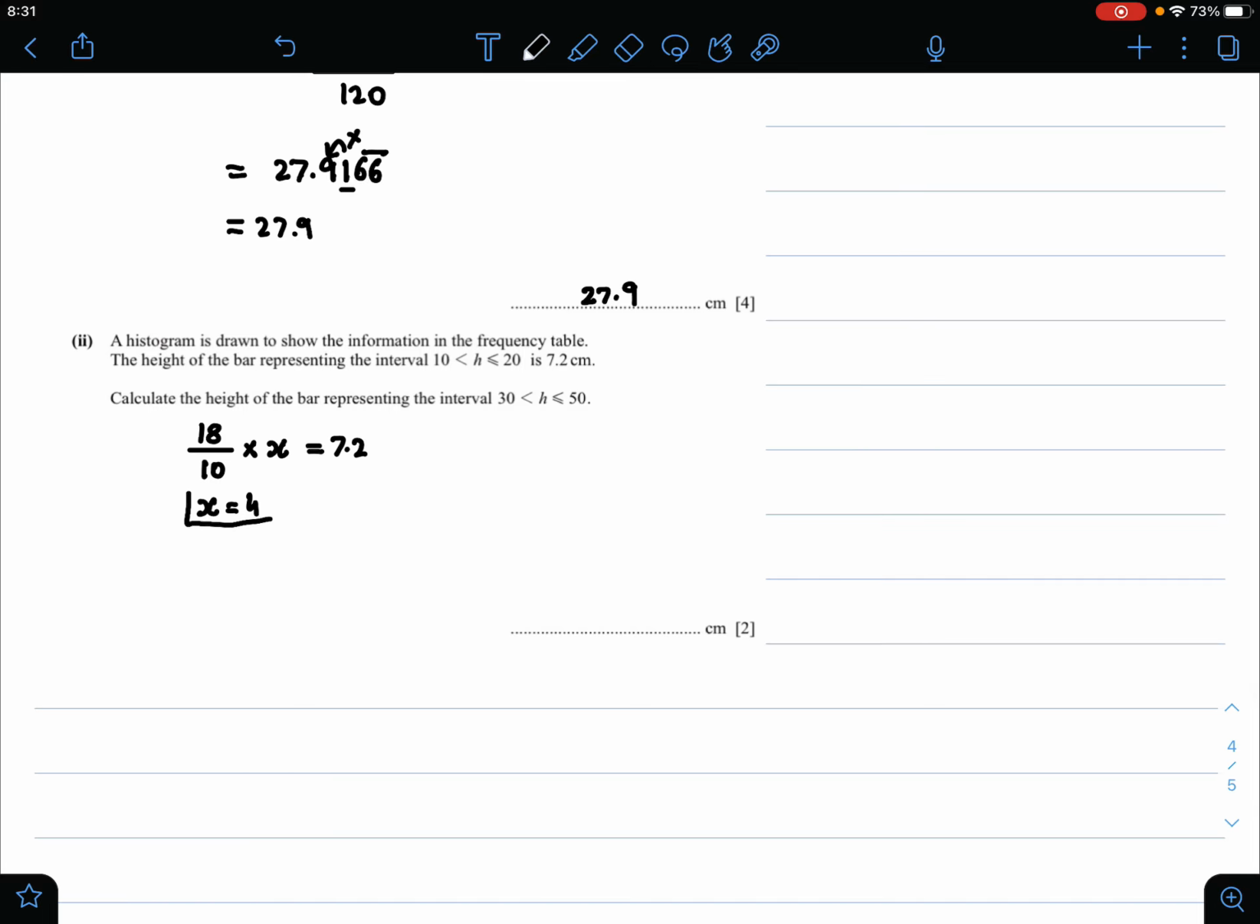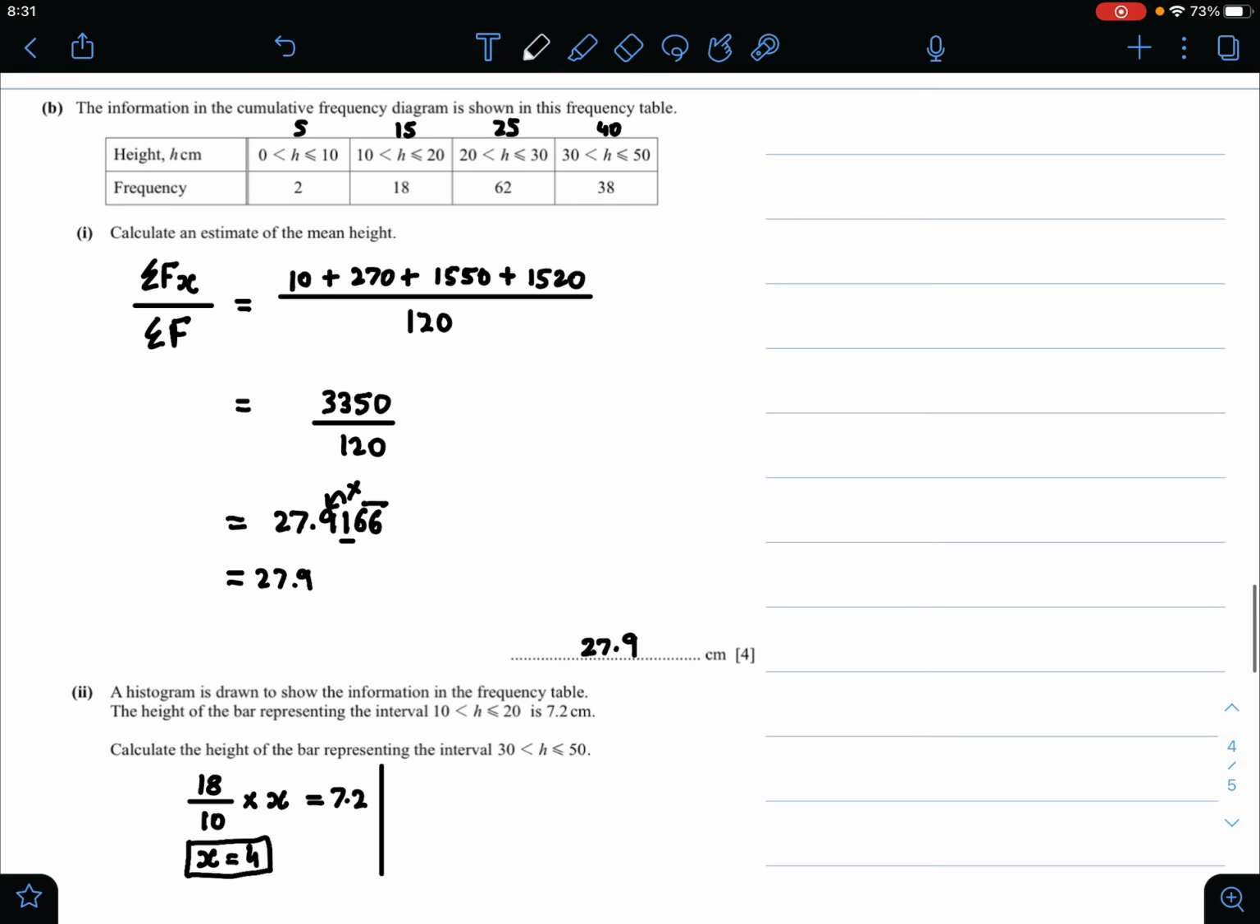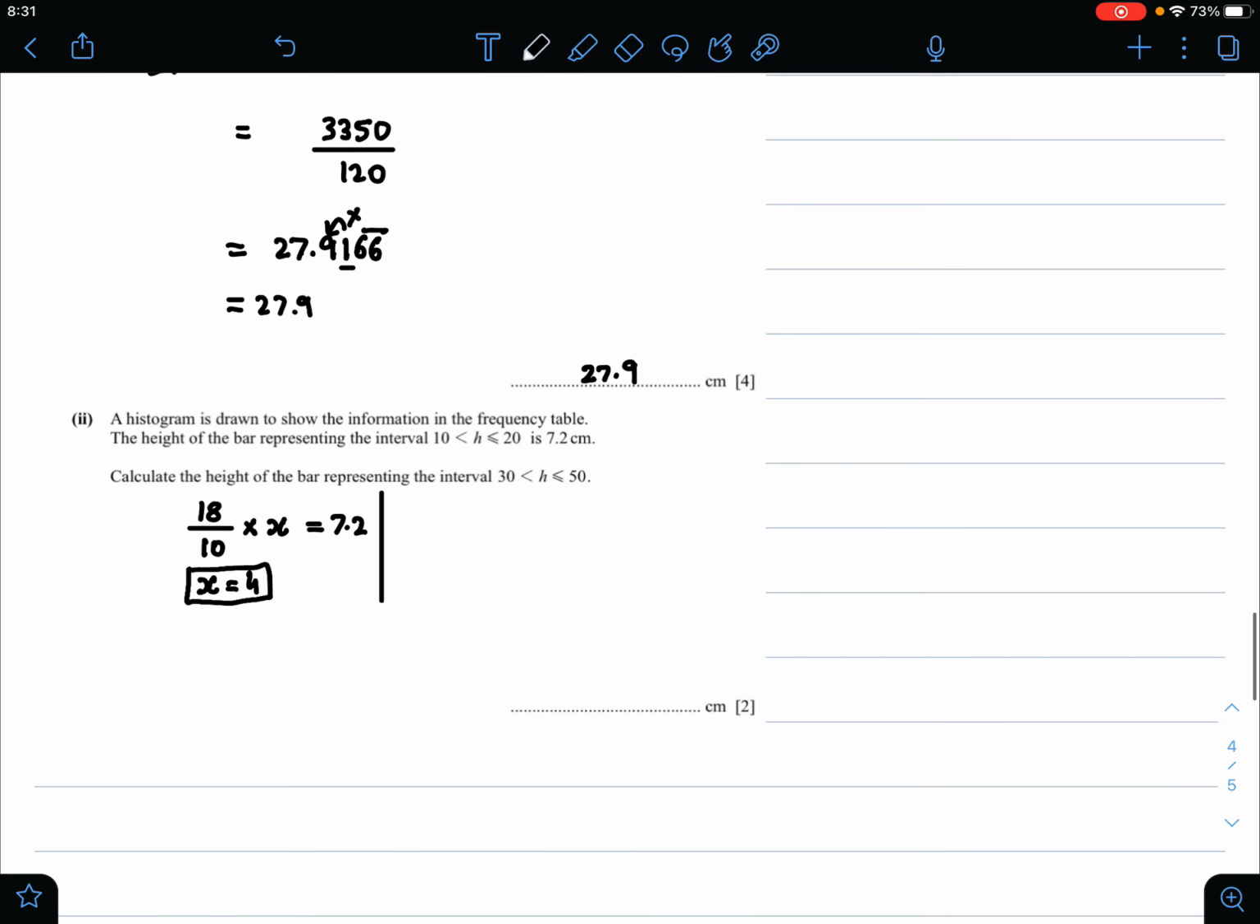Constant is equal to 4. So therefore now we can work out the height of the bar of 30 to 50. The frequency of the bar, that is 30 to 50, is 38. So therefore 38 divided by the class width, that is 20 in this case, multiplied by the constant, which is 4, will give you the height of the bar. So 38 divided by 20 is equal to 1.9, and 1.9 into 4 is equal to 7.6. Therefore 7.6 will be your final answer for B part 2 of this question.